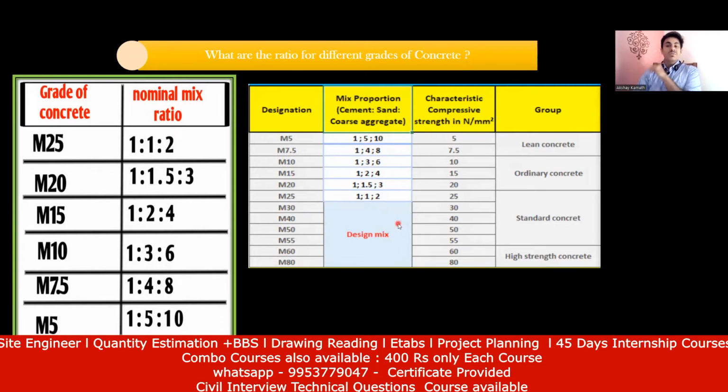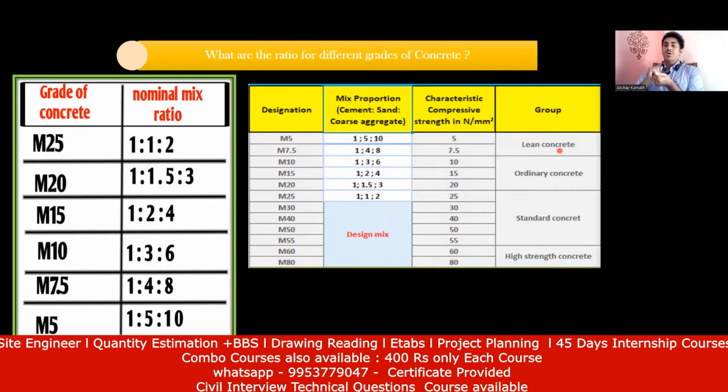Let me ask you one more question. Where do you use M5, M7.5 and even M15? You can say that M7.5, M10 and M15 we usually use for PCC work, or instead of saying PCC work, you can say for inferior kinds of work. That is why you can see here M5, M7.5 is called lean concrete. M5 we don't use, leave it. M7.5, M10 and M15 we use for inferior quality of work.